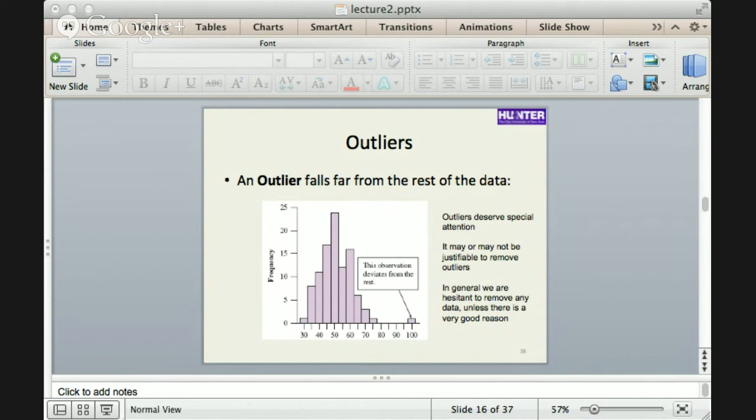Page 27, percentiles. Boy, that is really not moving at all. So strange. Okay.